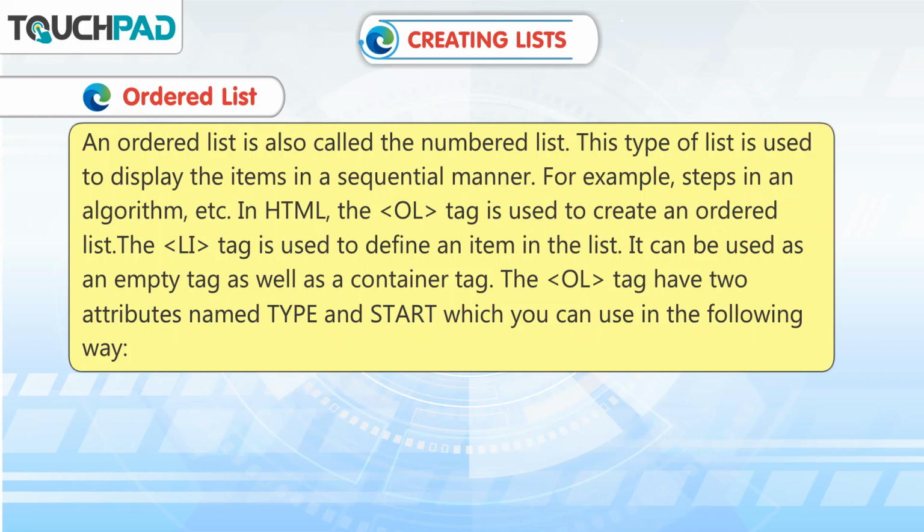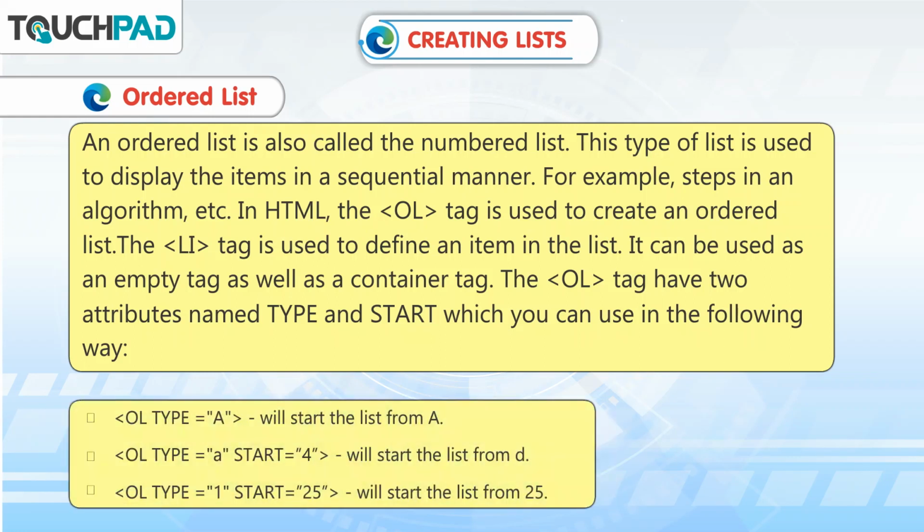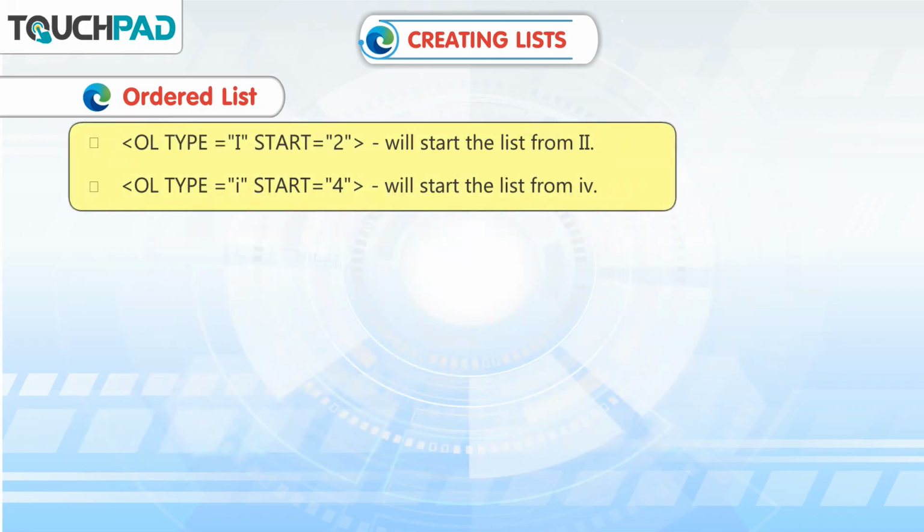The OL tag has two attributes named type and start, which you can use in the following way. OL type equal to A will start the list from A. OL type equal to A, start 4 will start the list from D. OL type equal to 1, start 25 will start the list from 25. OL type i, start 2 will start the list from 2. OL type I, start 4 will start the list from 4.